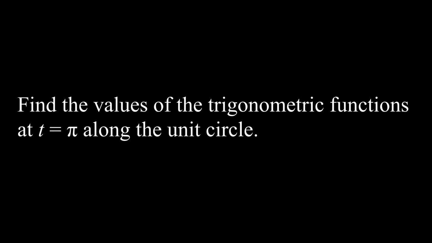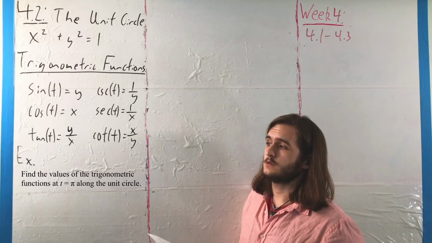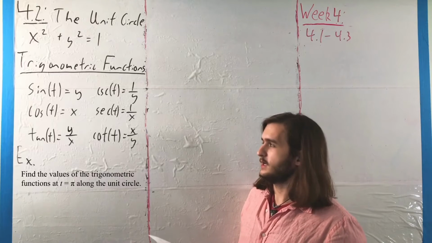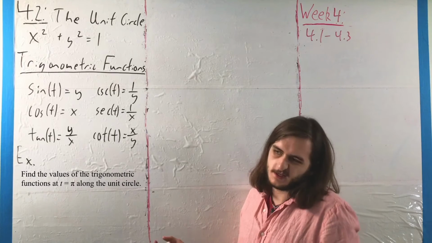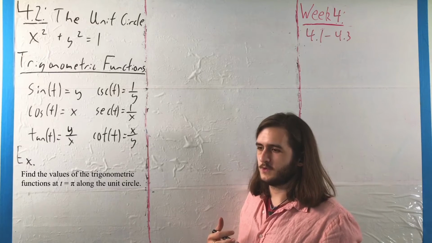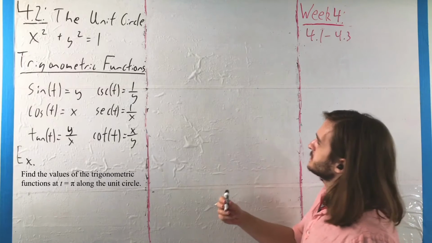So for our example, we want to find the values of the trigonometric functions at t equals pi along the unit circle. And the first thing we should do here is actually understand what t equals pi along the unit circle looks like. Normally I'd have a graphic just pop up, but this time, because it's our first one, I'm going to put you through the excitement of my ability to draw circles.